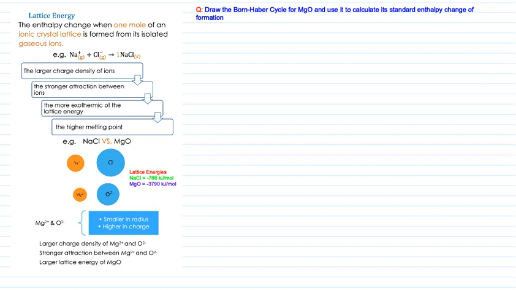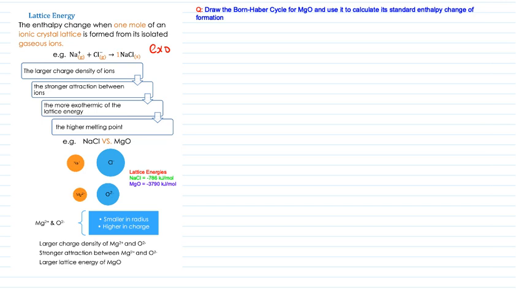All right. Then another definition is lattice energy. It is the energy change when one mole of an ionic crystal is formed from its isolated gaseous ions. So this one is exothermic. It is always exothermic because it only involves bond formation.